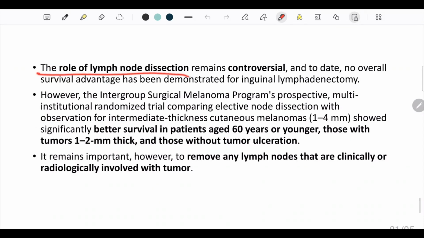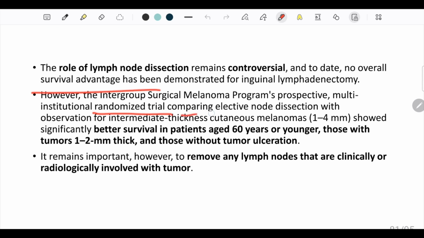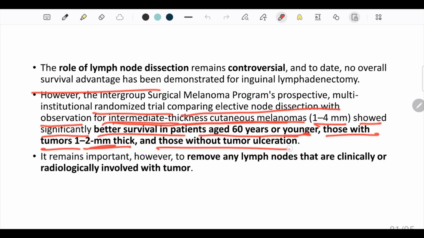The role of lymph node dissection is controversial. To date, no overall survival advantage has been shown for inguinal lymphadenectomy. However, some trials comparing elective node dissection with observation for intermediate thickness cutaneous melanomas of 1 to 4 mm showed significantly better survival in patients aged 60 years or younger, those with tumors of 1 to 2 mm thick, and those without tumor ulceration.